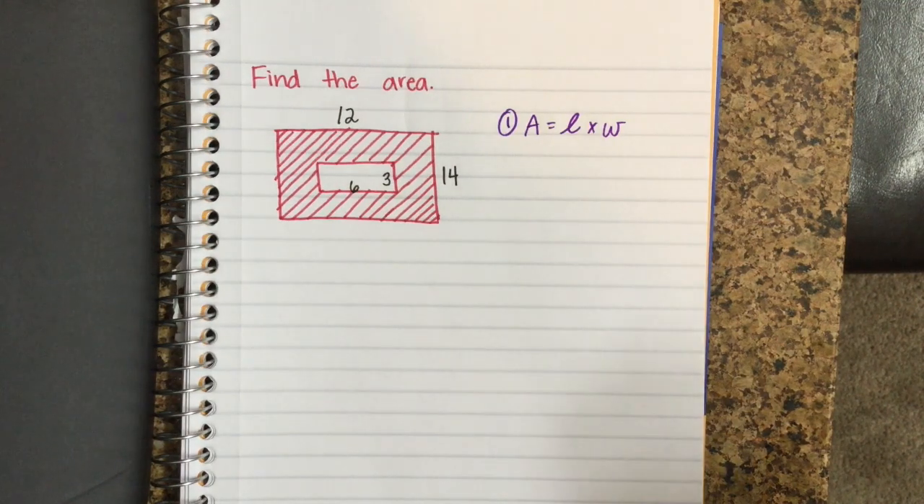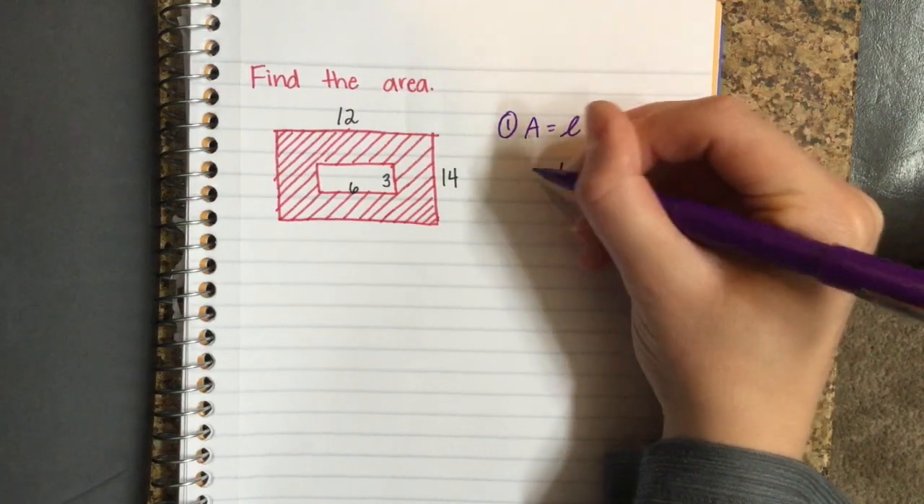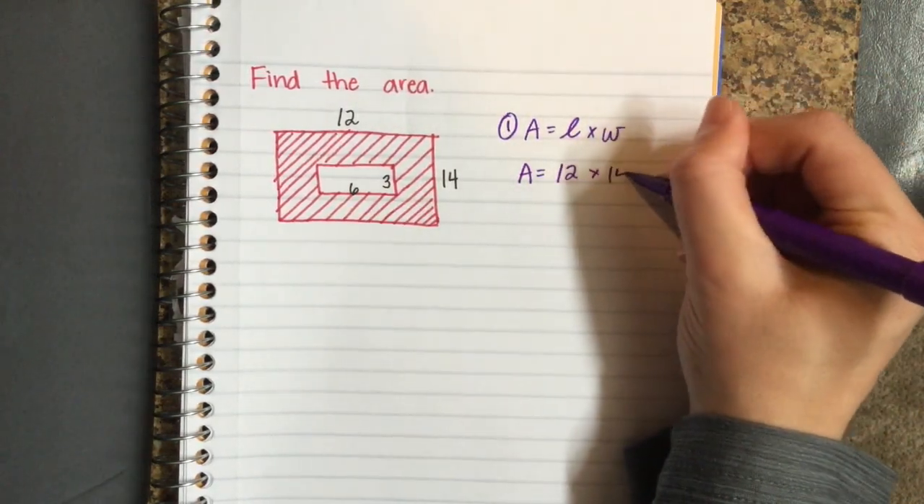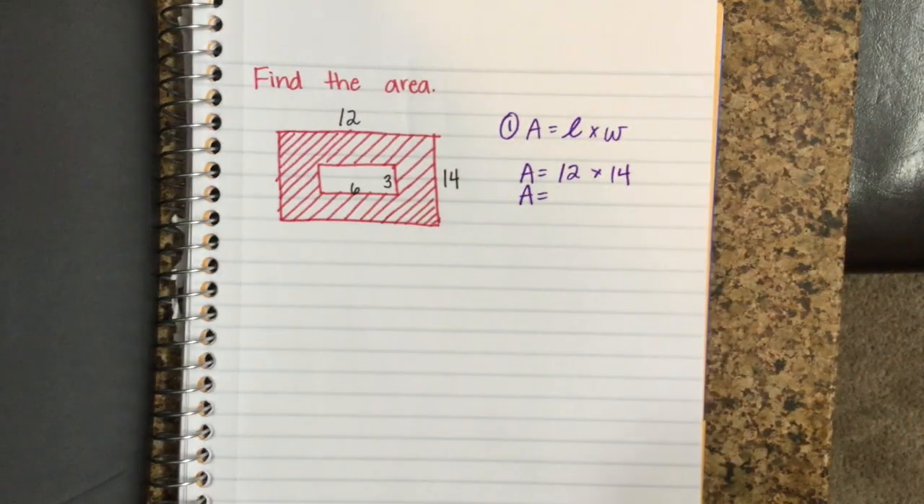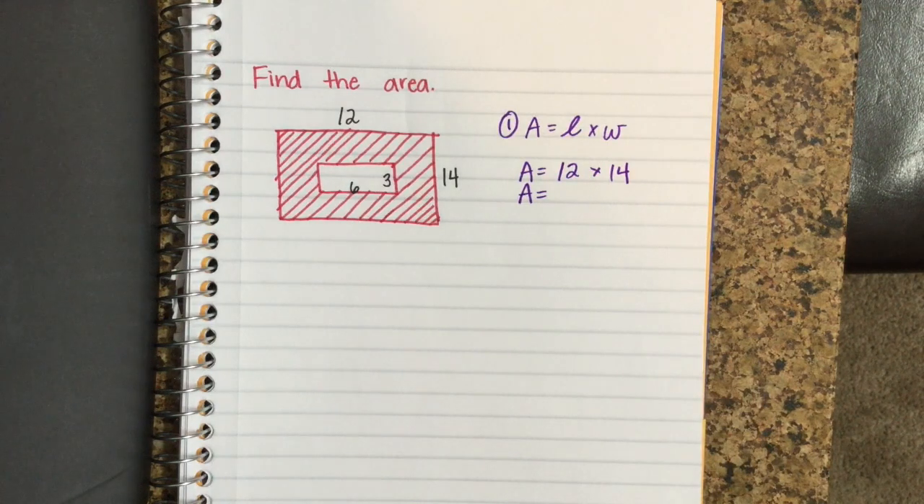The first thing I'm going to do is find the area of the big rectangle. So area equals length times width. We know that our length right now is 12, and we know that our width would be 14. So now I want you to solve 12 times 14. Pause the video if you need to set it up and solve it, and then press play. I'll have the answer.